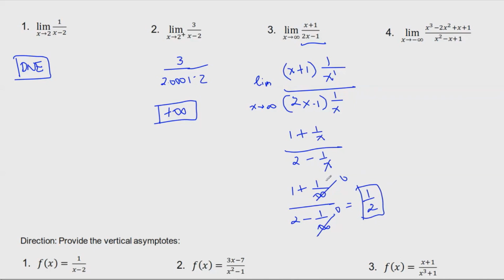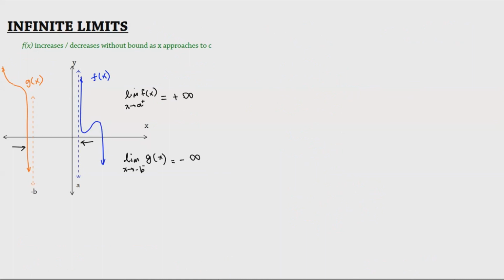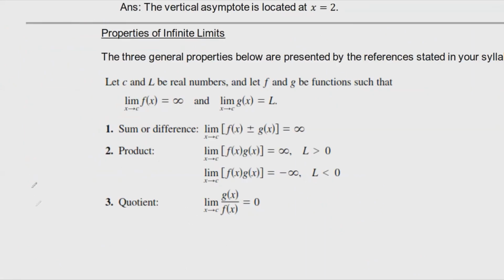Because imagine if you have a very large number, infinity, let's say 99999, and then you divide 1 by that number, what you will get is simply 0, since of course it's approaching a value that is 0. And it's also written here in your module, the quotient rule, that when you have the limit of g of x and f of x as x approaches c, g of x being an L, and f of x being infinity.